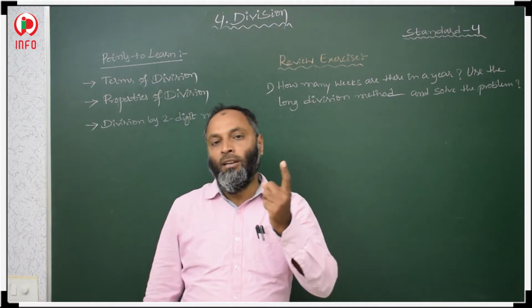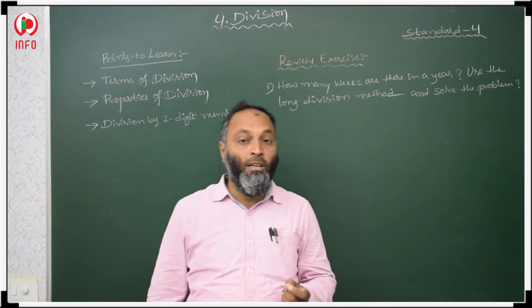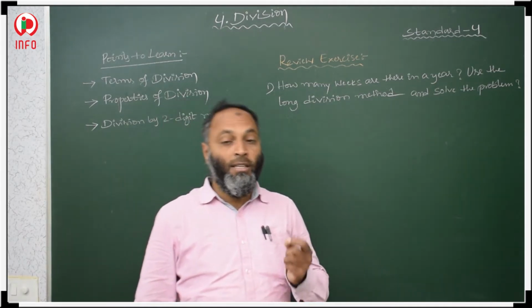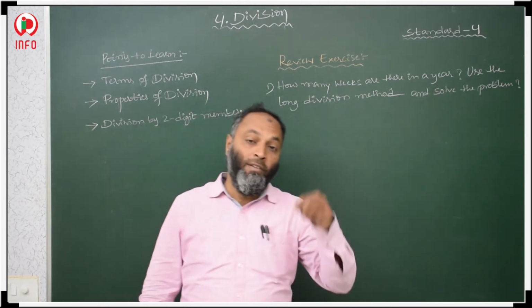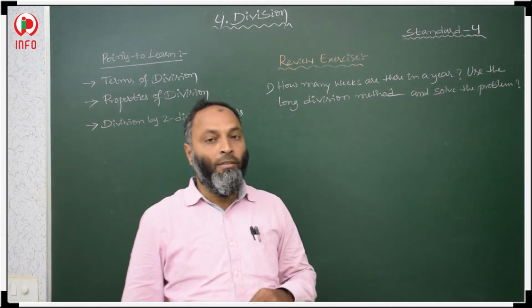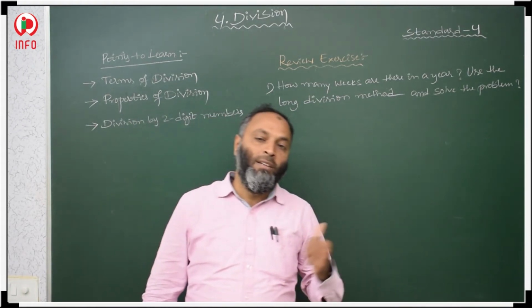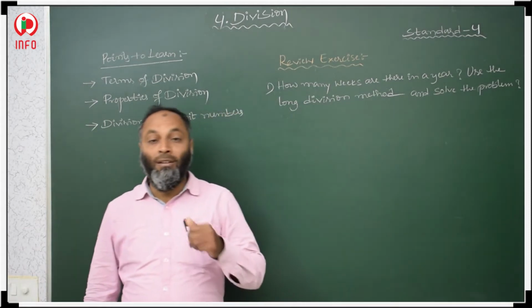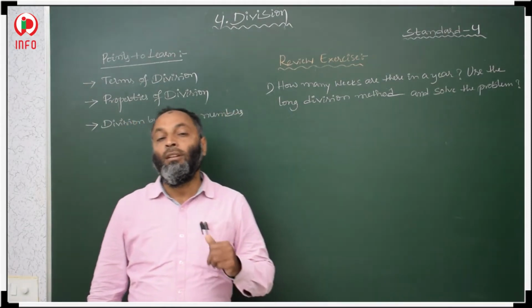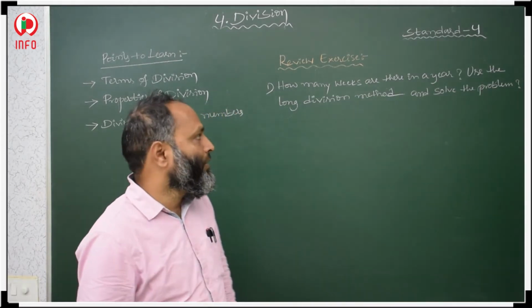The number which divides is called the divisor. The number which is divided is called the dividend. Then the quotient: whatever the answer is, that is the quotient. And the remainder: whatever is left after the division is called the remainder. These 4 things are there in division.